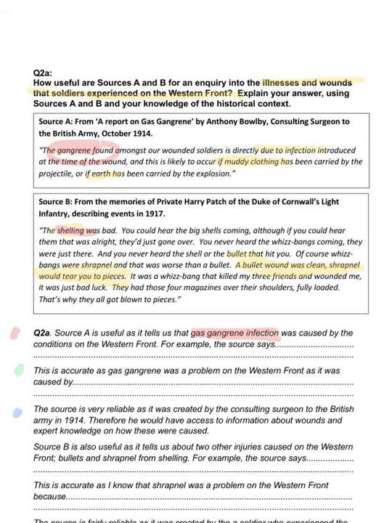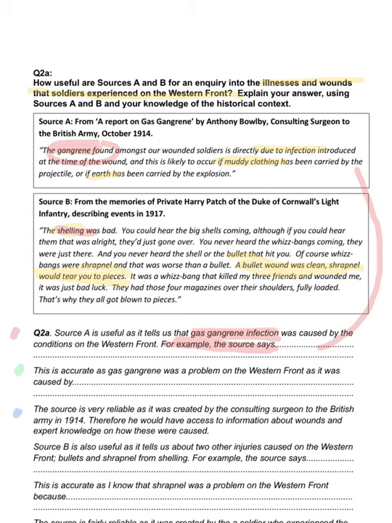There weren't enough stretcher bearers, but you didn't actually use the quote from the source, which is what you have to do. So for this bit here, I'd like you to fill in the source says, and we could use this one, couldn't we? You could say it was likely to occur if muddy clothing has been carried, or if earth has been carried by the explosion. Or you could use directly due to infection introduced at the time of the wound. Doesn't matter which one you use, you need to give a quote to say what it's telling you.